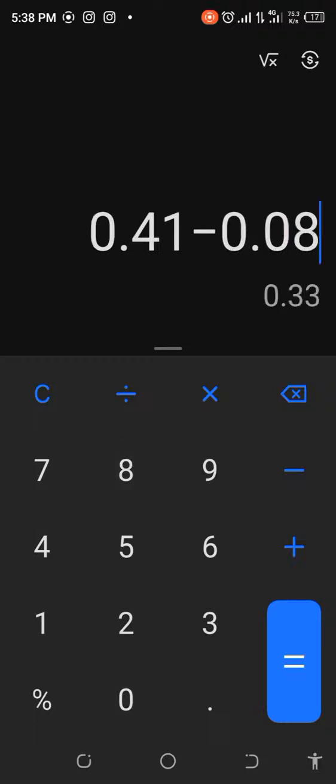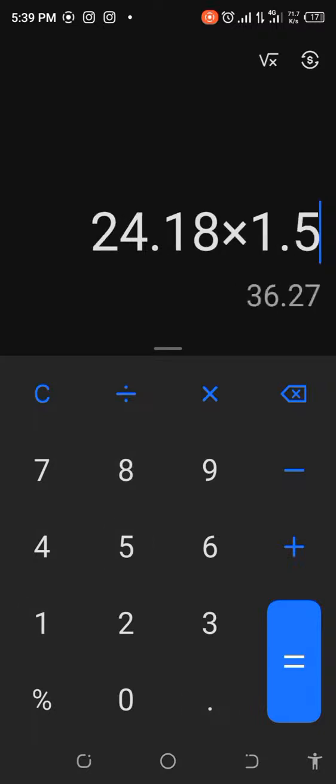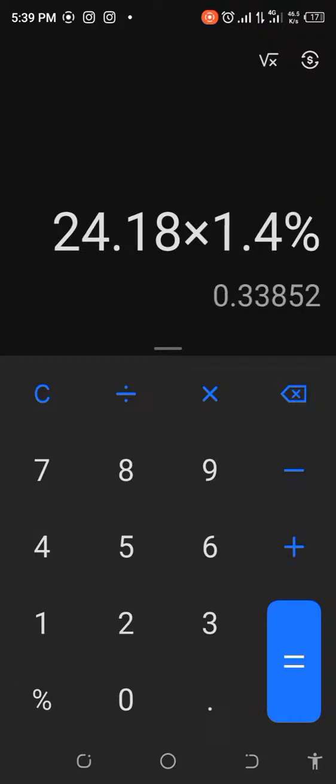That's still good. What percentage is that? I just hope I'm not wasting too much time. That will be 24.18 times 1.5, something in the range of 1.4% to 1.5%. So it's a 1.4% profit potential. Let's go ahead and see how this goes.